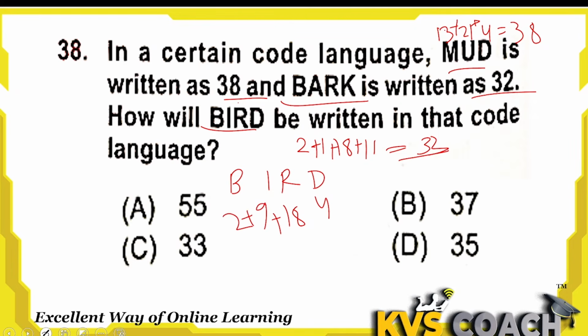So 2 plus 9, 11, 11 plus 18 plus 4 is equal to 33. So C is the right answer here. So C, 33, is the right answer.